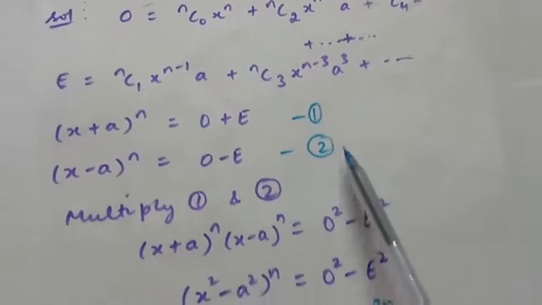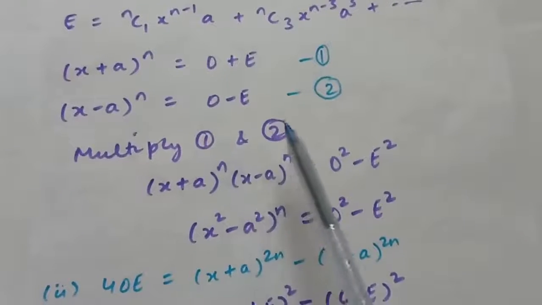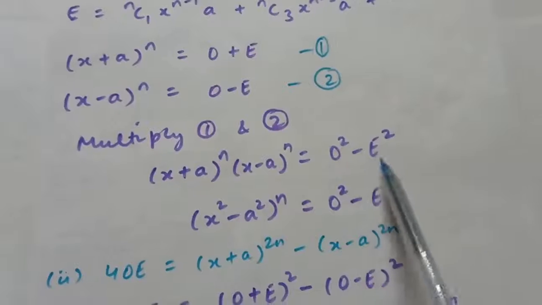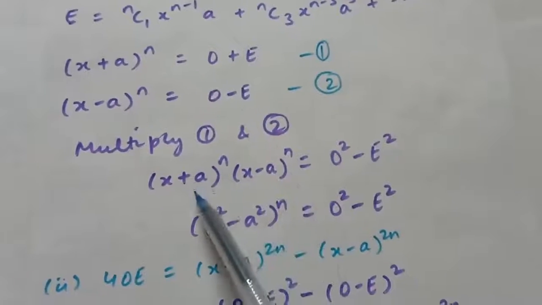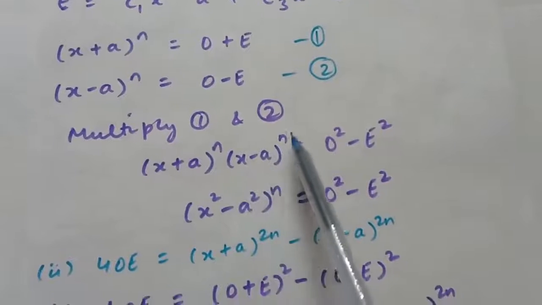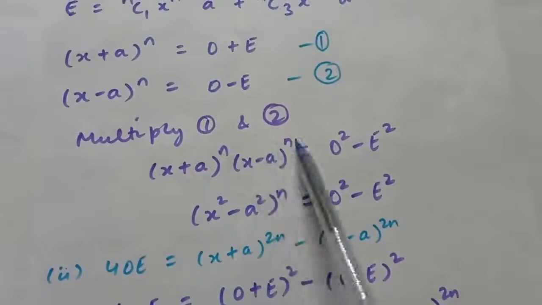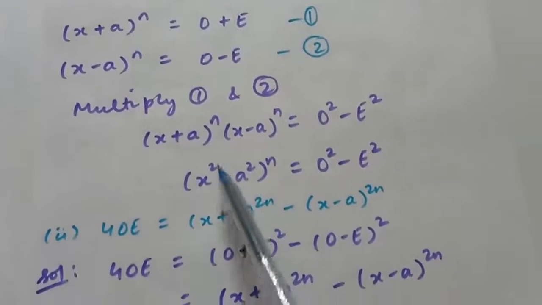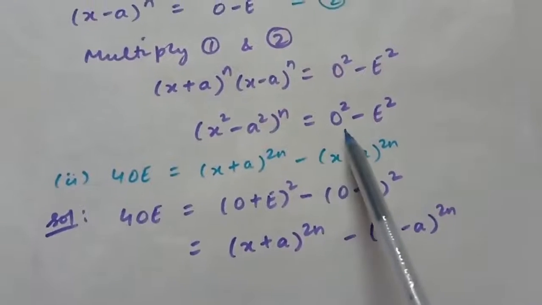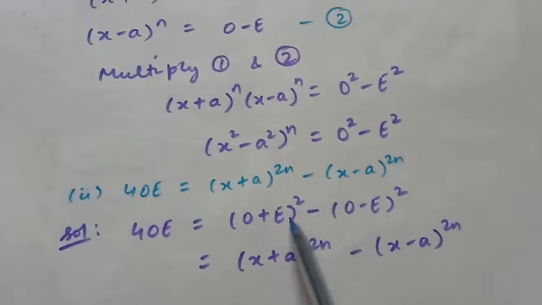Now multiplying these 1 and 2, you will get (O + E)(O − E) which is O² − E², and here (x + a)^n into (x − a)^n. Power is same, multiply the base, so (x² − a²)^n is equal to O² − E².